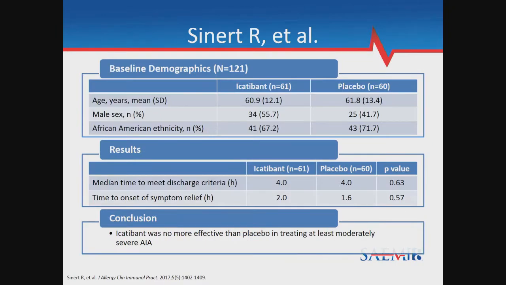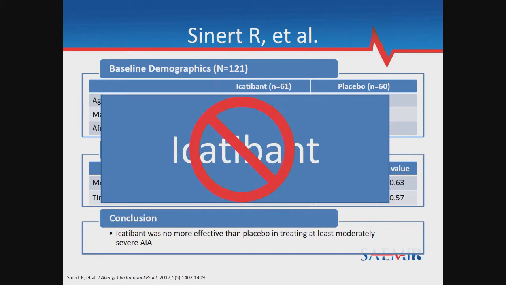Again, the groups were pretty similar between the two, and again, the majority of patients were African American. The authors found that icatibant did no better than placebo in this bigger phase 3 trial, which was a little bit of a surprise based on what we had found with the phase 2 study. The median time to discharge criteria was 4 hours for both, and time to onset of symptom relief was actually better in the placebo group compared to icatibant. So the authors concluded that icatibant was no more effective than the placebo, and because of that, I also would not recommend this in my ED.